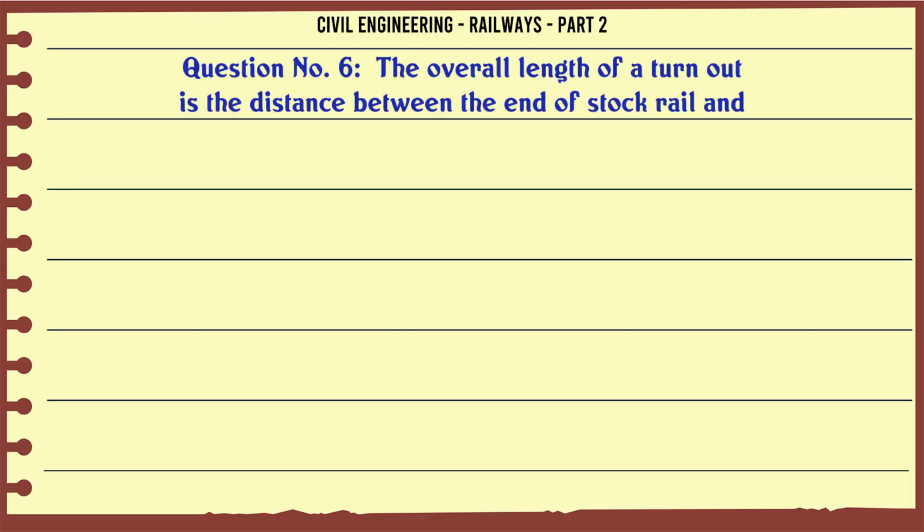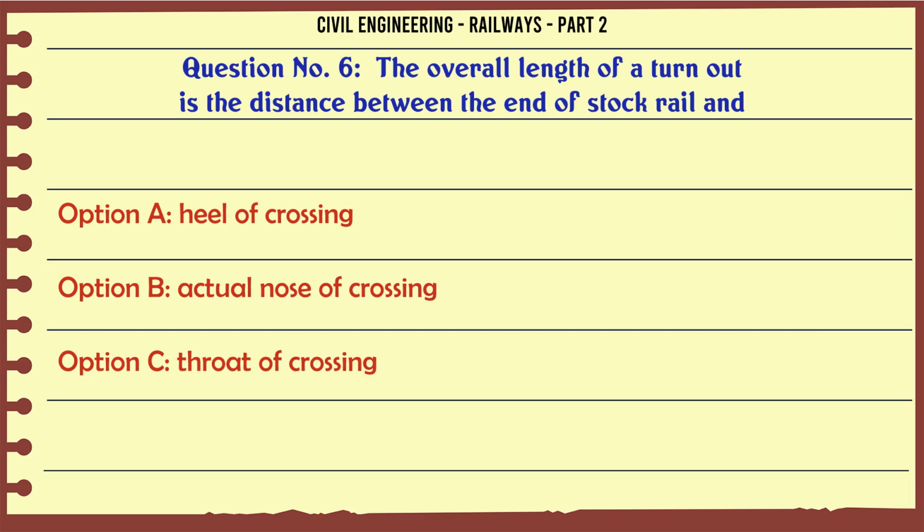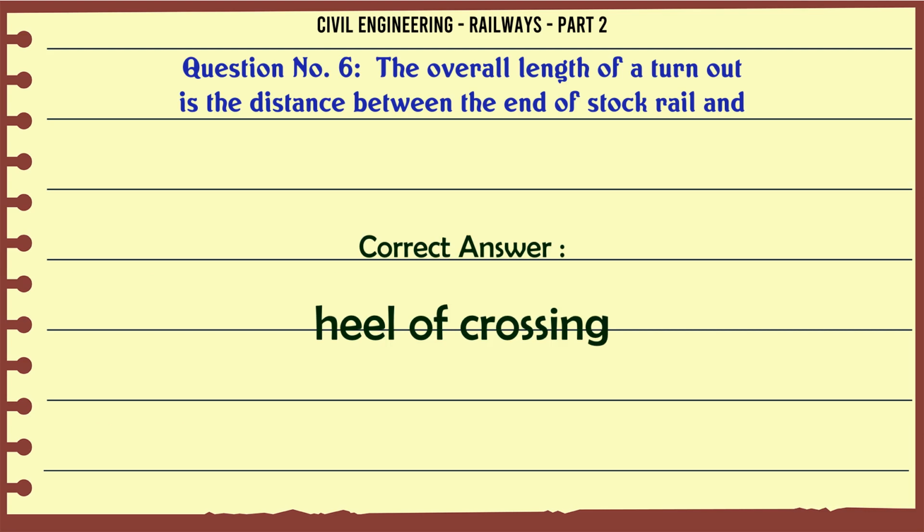The overall length of a turnout is the distance between the end of stock rail and A. heel of crossing, B. actual nose of crossing, C. throat of crossing, D. toe of crossing. The correct answer is heel of crossing.